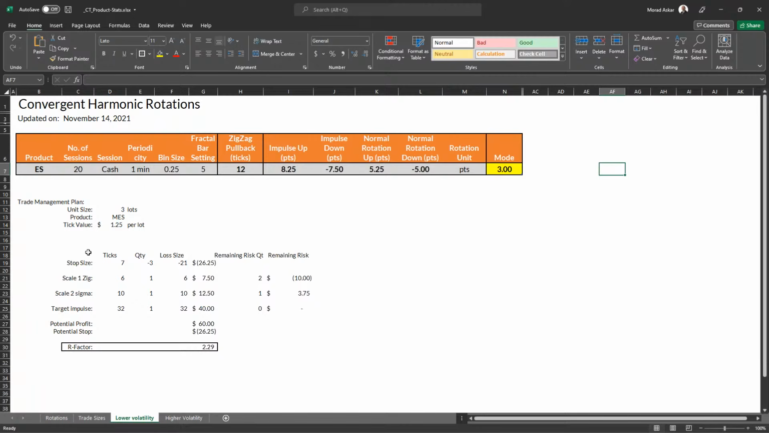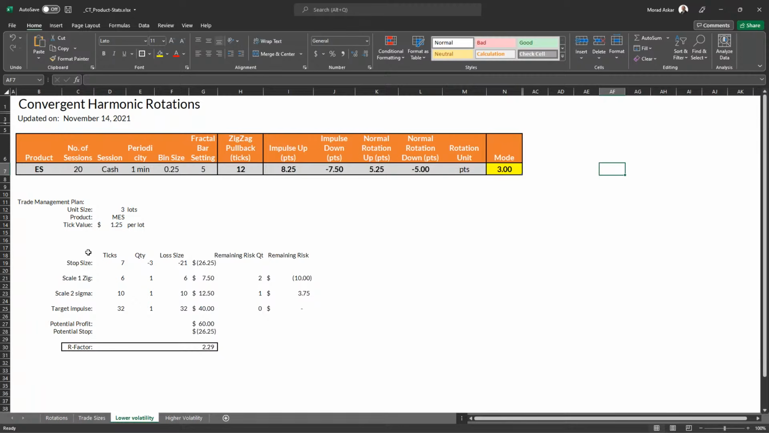And I created a trade management plan. If you don't have a trade management plan, you're screwed. You really should have one. I'm going to assume a unit size of 3 lots, which is the size that we've recommended ever since the micros came out.